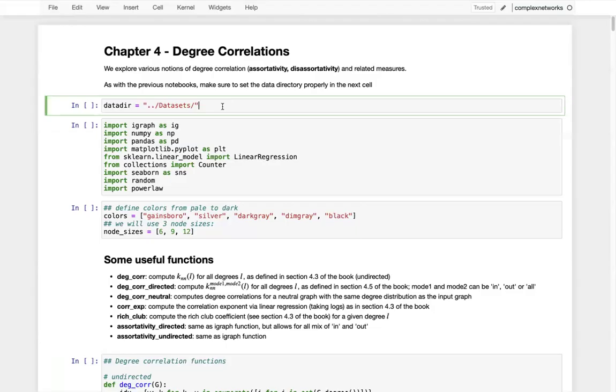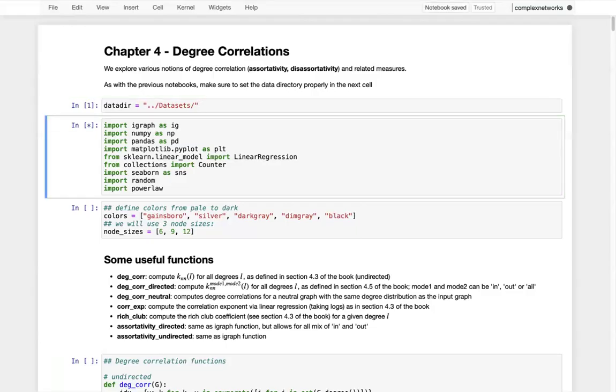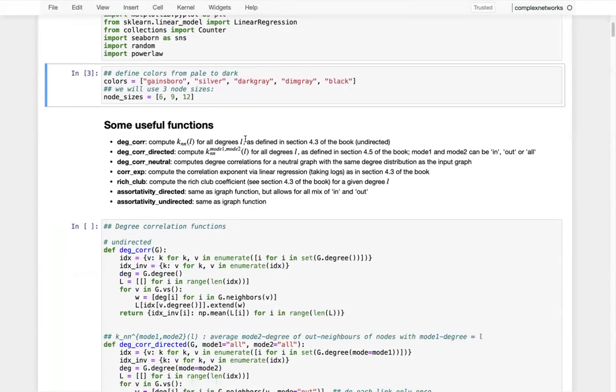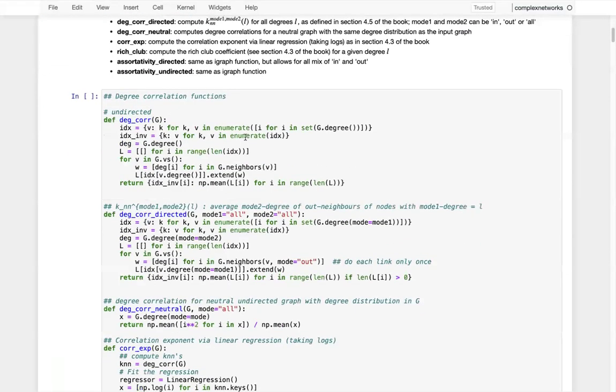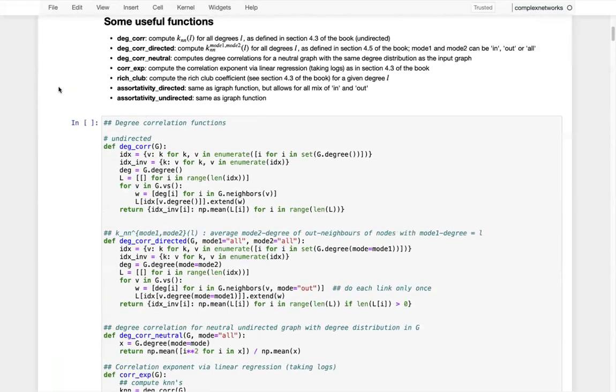Okay, so first things first, let's point to the proper directory and load the packages that we're going to need. We have a number of functions that are defined in the next cell, essentially computing the different measures that are fully described in the book in section 4.3. So let's quickly go through those. Degree correlation is this function KNNL, which is a function of the degree with respect to the degree of the neighboring nodes given nodes of degree L. And the same for directed graph.